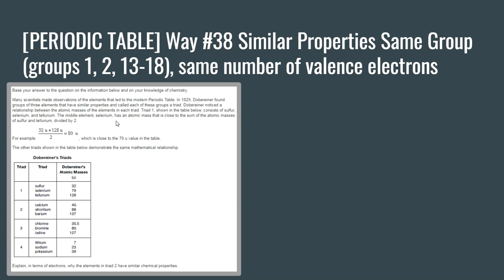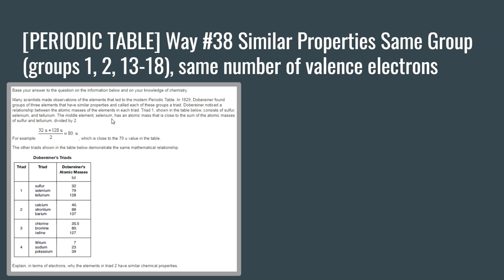Many scientists made observations of the elements that led to the modern periodic table. In 1829, Dobereiner found groups of 3 elements that have similar properties and called each of these groups a triad. Dobereiner noticed a relationship between the atomic masses of the elements in each triad. Triad 1, shown in the table below, consists of sulfur, selenium, and tellurium.